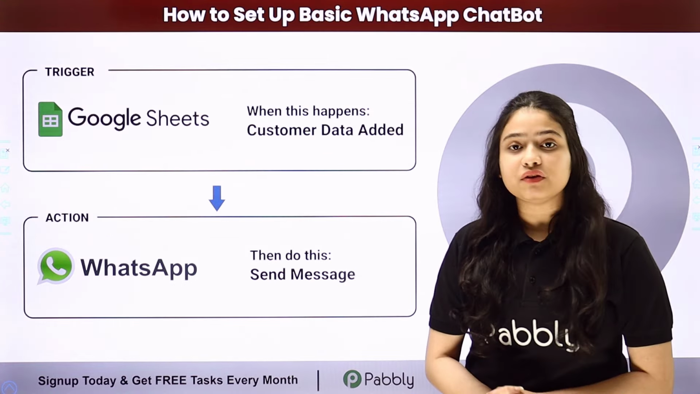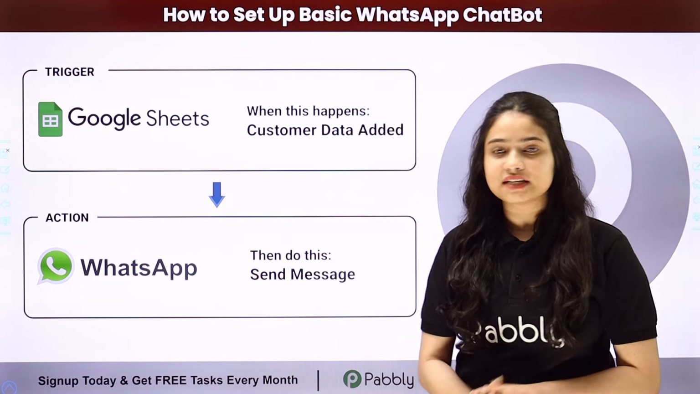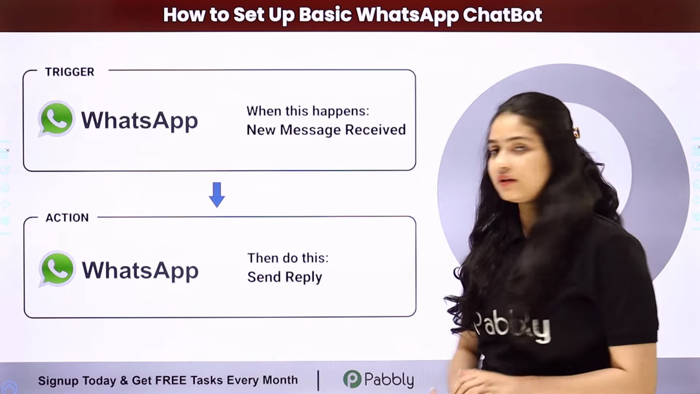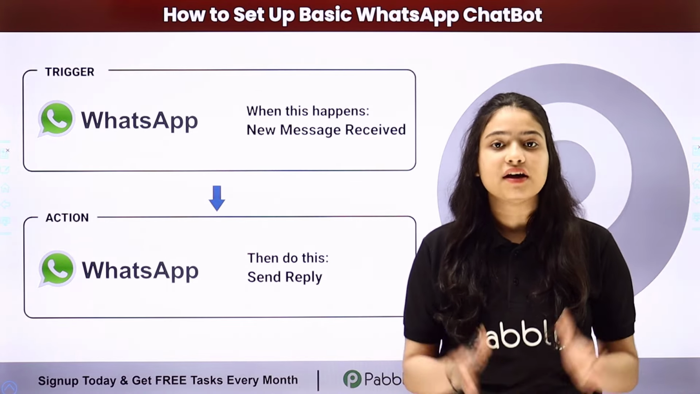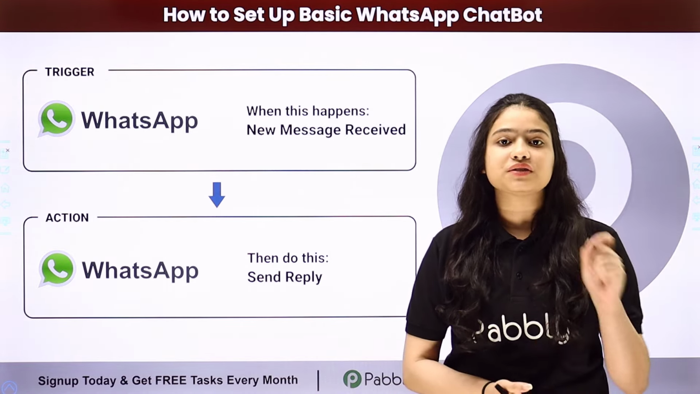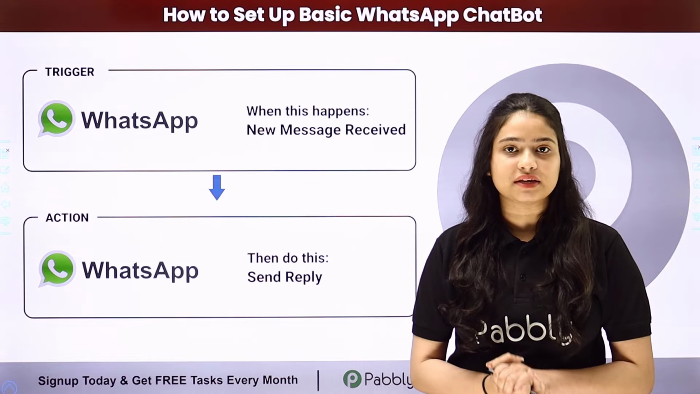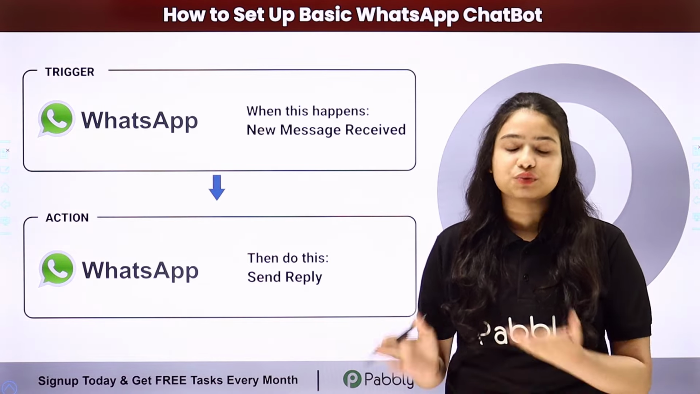And then in the second part, we want that whenever the customer sends a message, we send a reply to that same customer by using WhatsApp Cloud API. So we are going to create this full automation by using Pabbly Connect without any coding or programming skills. If you want to learn, follow me through the screen.